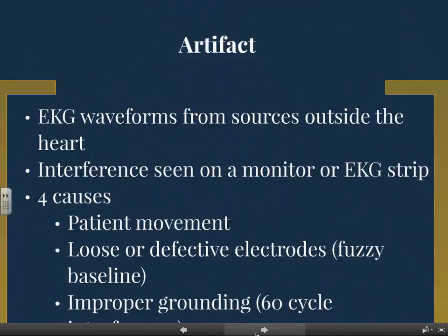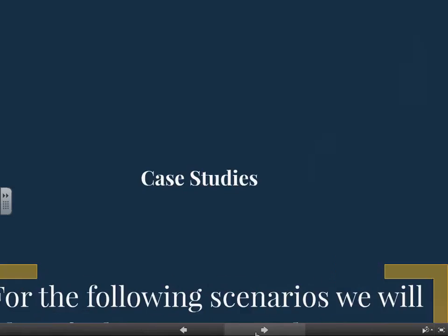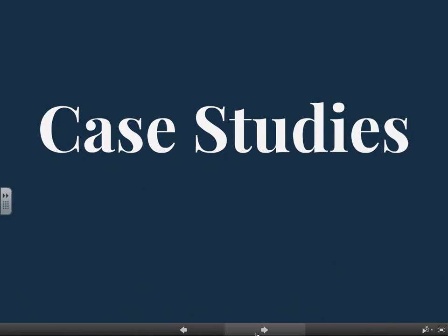And then artifact. Artifact can occur from a vehicle moving, the 60 cycle interference, or faulty EKG apparatus. You've got to make sure that you can get a good 12 lead before you transmit, because you do not want to transmit a 12 lead that has a ton of artifact. That doctor's just going to throw it out, because they can't really get any good information off of it.